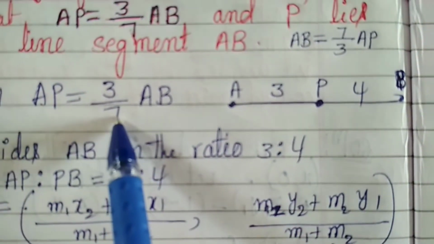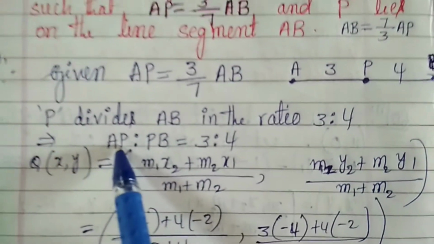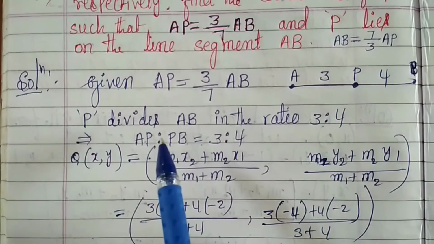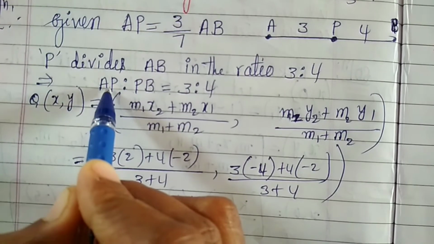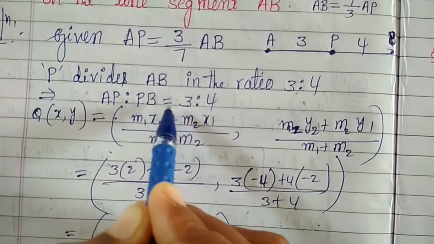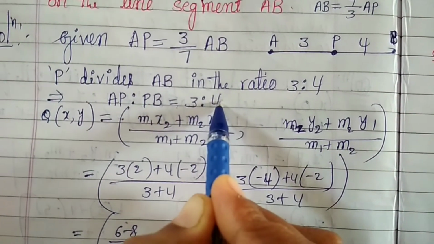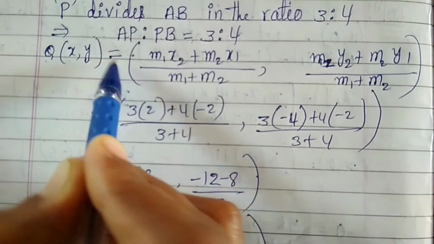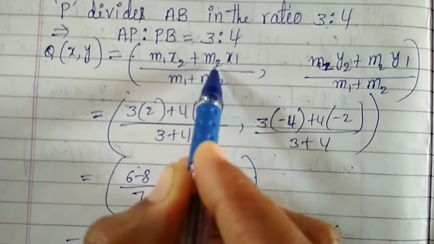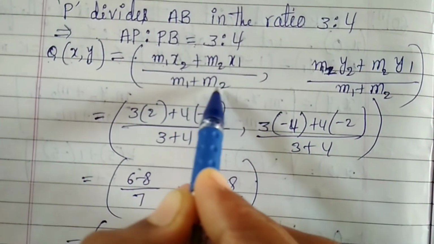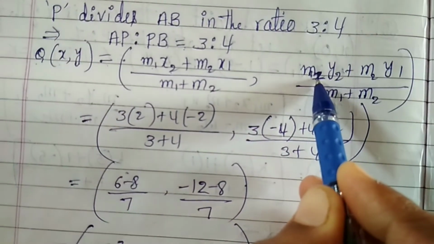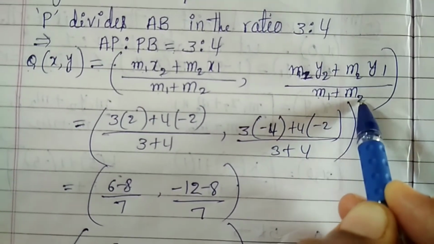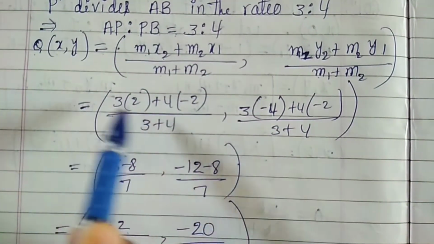3 plus 4 is also 7. Therefore, AP is to PB is equal to 3:4. The coordinates of Q x comma y is equal to m1 x2 plus m2 x1 divided by m1 plus m2, and also m1 y2 plus m2 y1 divided by m1 plus m2. We apply the section formula.